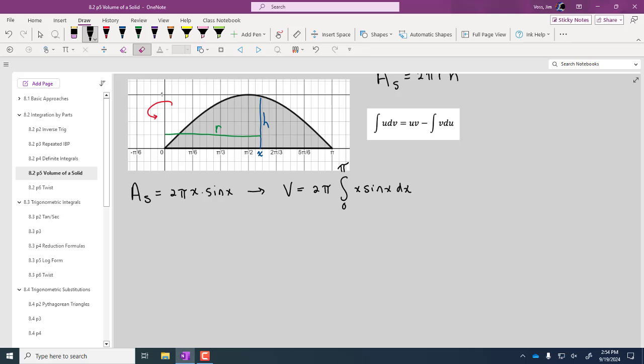Okay, so there we have it. Here is a product of functions that we don't know how to integrate. Can't integrate it with u sub. So we're going to use integration by parts. So let's go ahead and set up our little integration by parts formula.